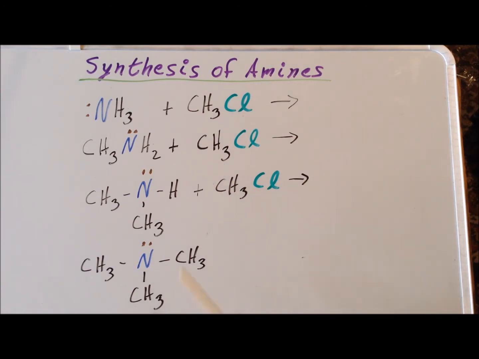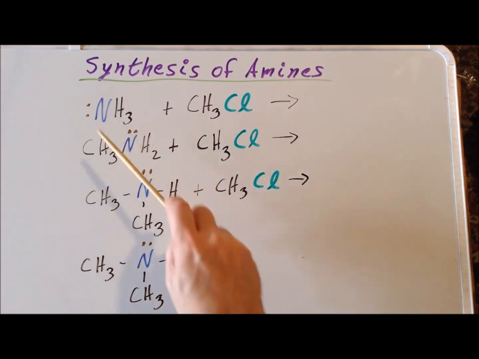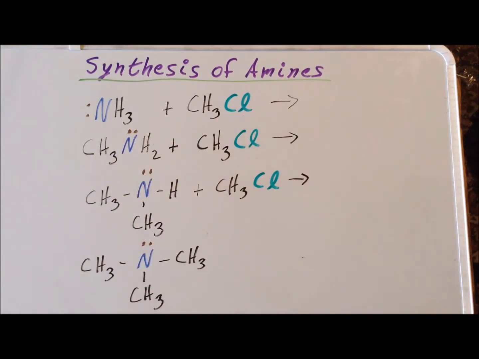As a result, we've replaced the final of the hydrogen atoms that was originally present in ammonia with a methyl group, and now we have trimethylamine. So if we begin the reaction with ammonia and chloromethane, so long as we have an excess of chloromethane, not only do we form methylamine, we get dimethylamine, and we even get trimethylamine.